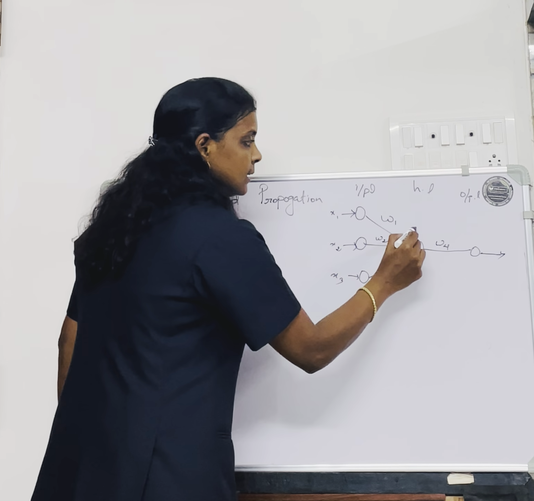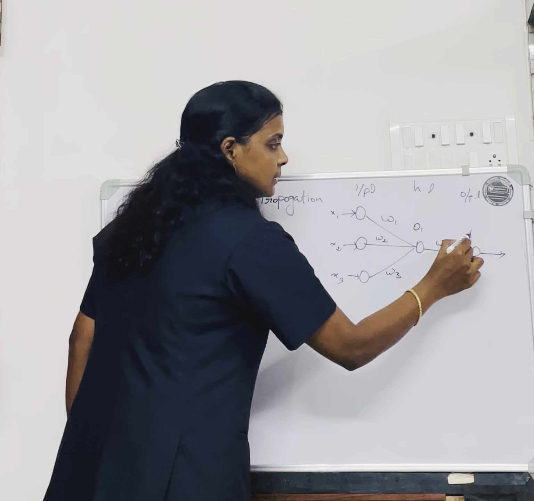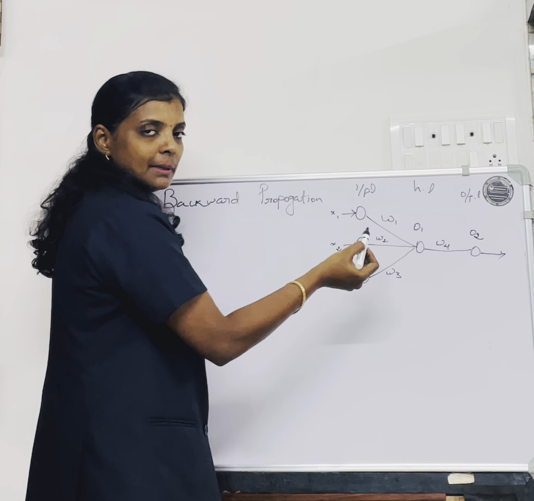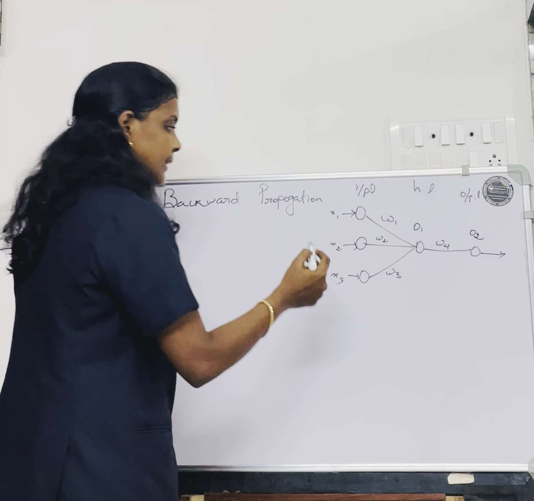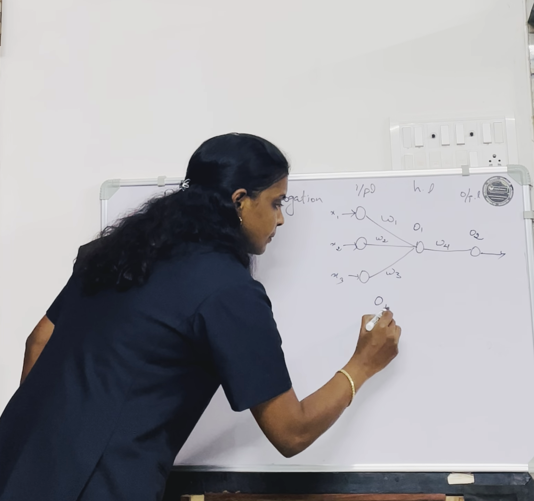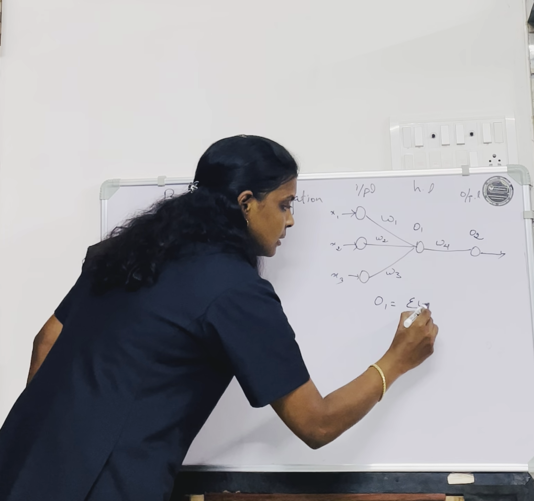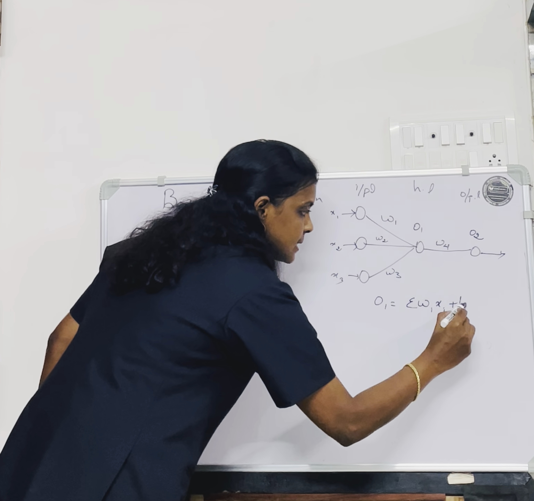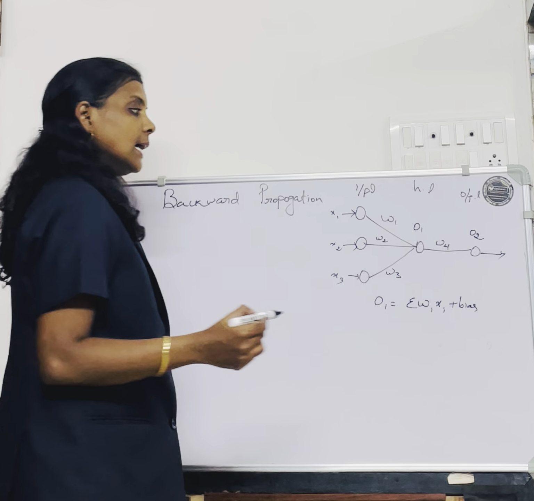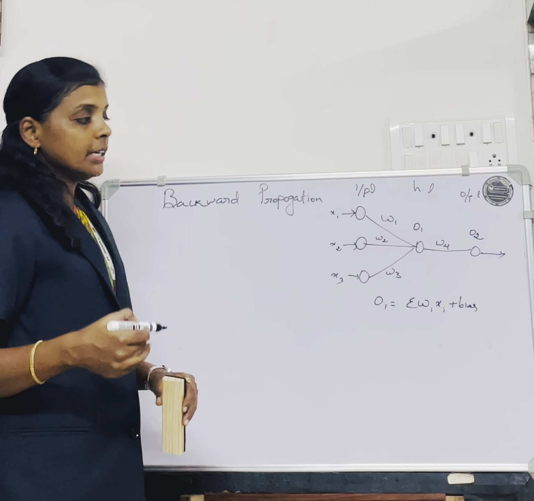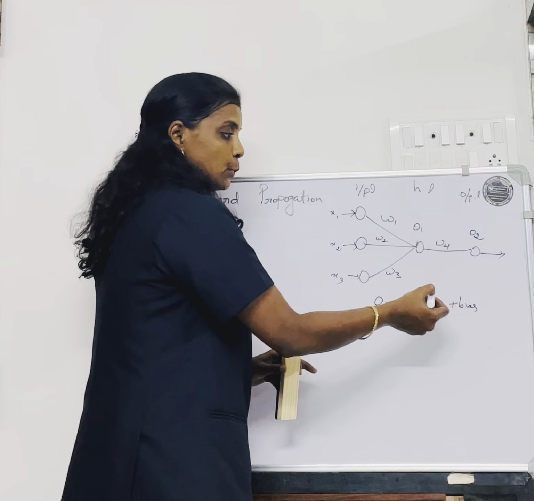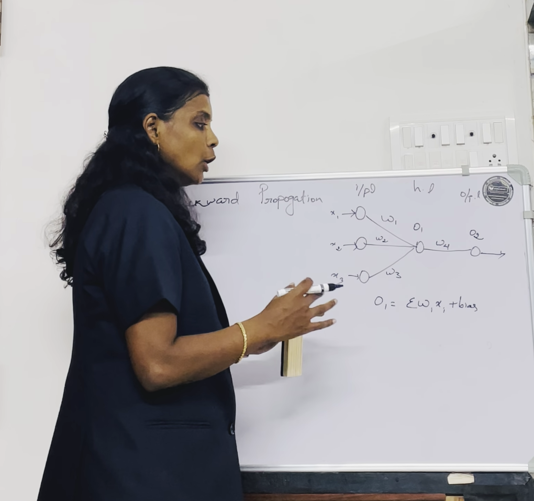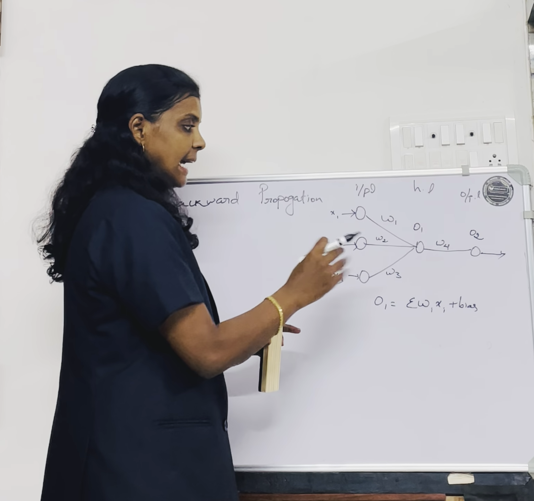For example, this is output 1, this is output 2. Okay, output 1 is nothing but that y. Already we know that formula, sum of W i X i plus bias. Already I told, once again I will recall. Bias we should add for processing. Then only we can do all the process perfectly. That's why we are adding bias.